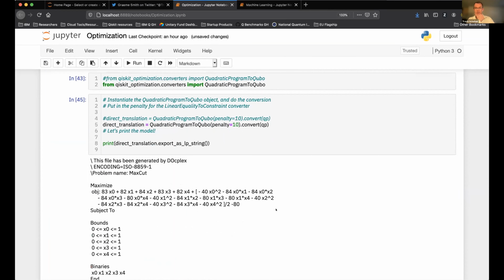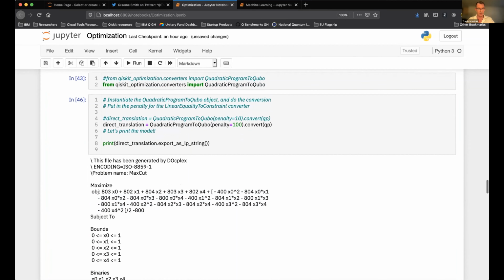And so you can see here that now we have, again, that same problem structure as we've been seeing all along. But you can see that the objective function has changed. And if we play around with the penalty, we'll see that the objective function definitely will change. So let's change it to 100 maybe, right? So you can see that the coefficients are changing here.